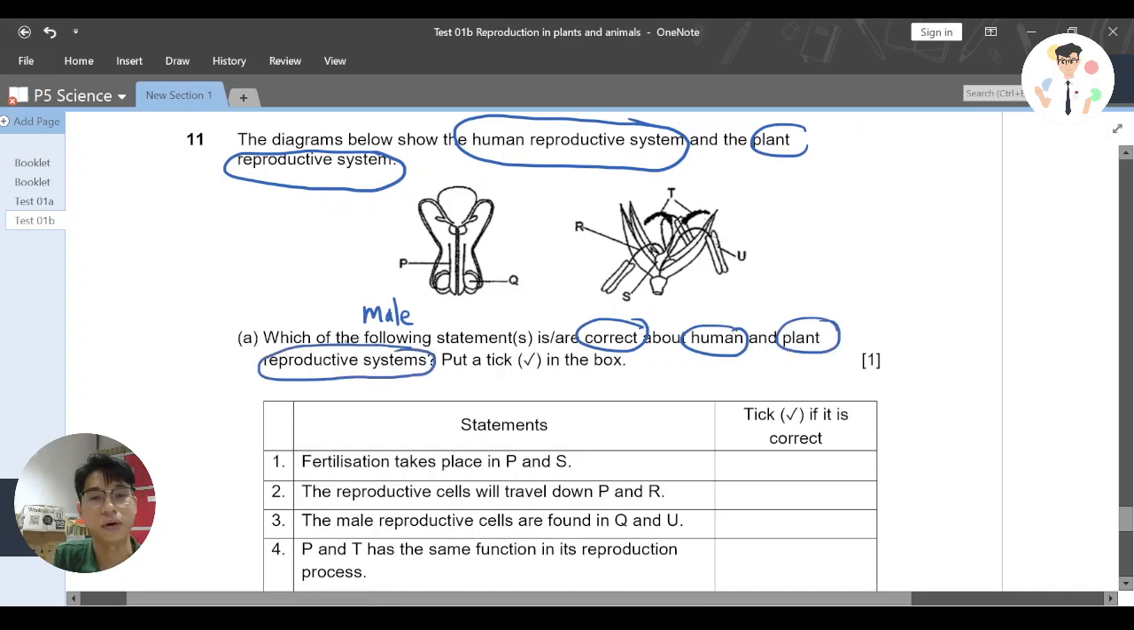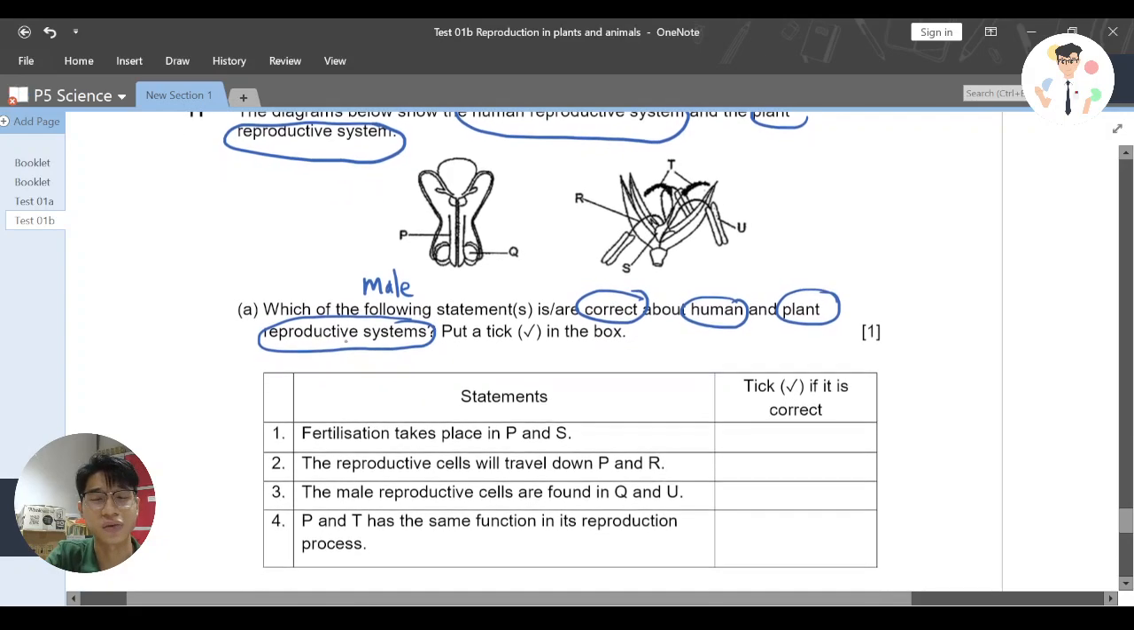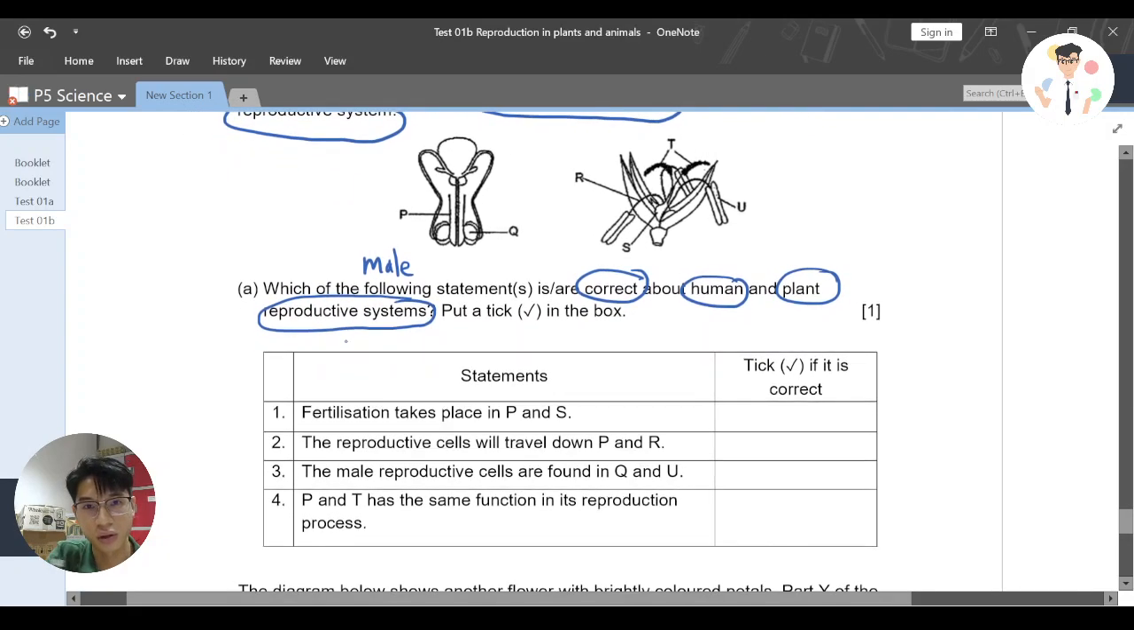Yes. Now, whether the following statement is correct about human and plant reproductive system, we're supposed to put a tick in the box. Now, this is a part where a lot of you get it wrong, so you need to be very careful, okay? First one, fertilization takes place in P and S. Where is P? P is actually the penis. Let me just label here penis. Does fertilization take place here? No, no, no. That's supposed to be in the female parts, right? So this is wrong. And when this is wrong, obviously one is wrong already.